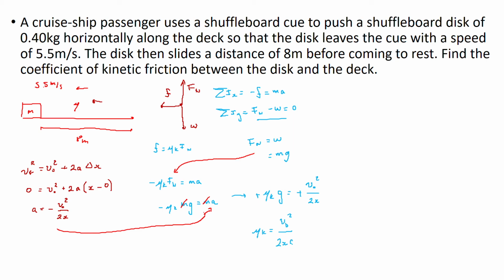If I substitute the values, this is 5.5 squared over 2 times 8 times 9.81, and this is equal to 0.193. Coefficients do not have units, so just leave it that way. So this is my answer.